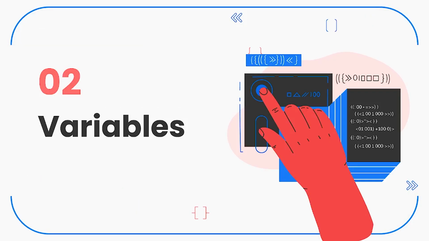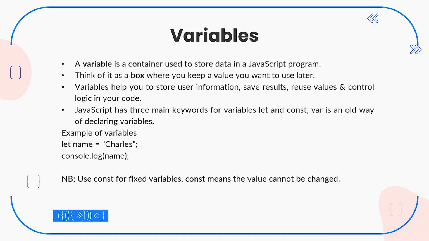All right, so let's proceed to variables. When you talk about variables, it is simply a box that stores a value you want to use later. In simple terms, it is a reusable container that stores your data type or anything that you want to use. You understand? It is a container used to store data in a JavaScript program. So think of it as a box where you keep a value you want to use later. Variables help you to store user information, save results, reuse values, and control logic in your code. You understand?